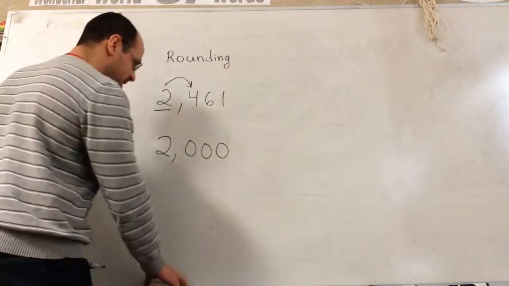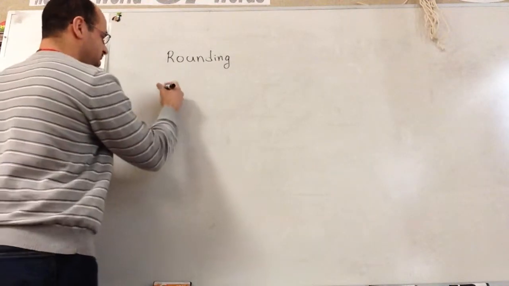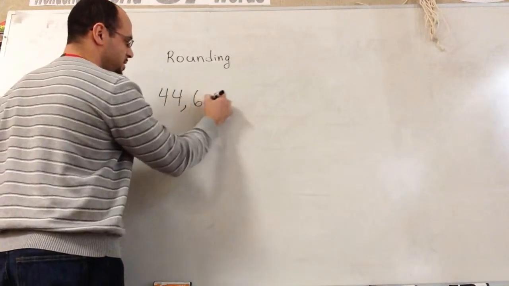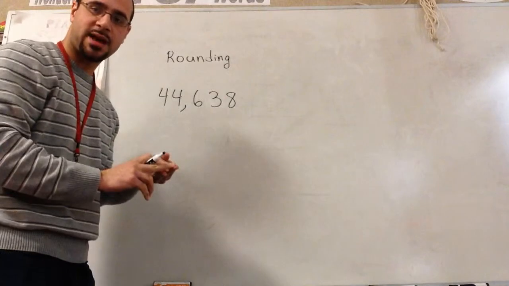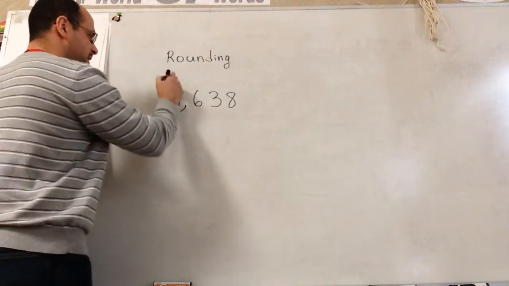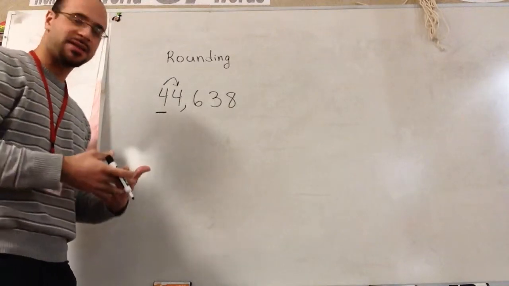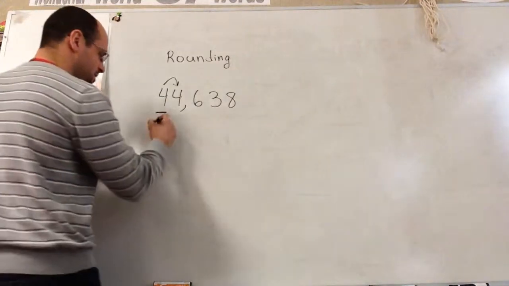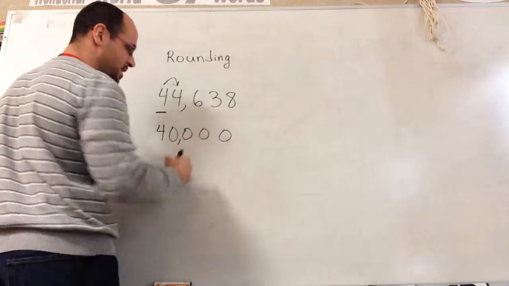Let's try one more. Let's go to the 10,000s. Let's say 44,638. So we did tens, we did thousands, now we're at 10,000s. I'm going to go to my 10,000s house. I'm going to look at my neighbor. My neighbor again is a 4. It's 4 or less. Let it rest. So that means this digit that I am underlining is going to stay the same, and everything else after that is going to be zeros.